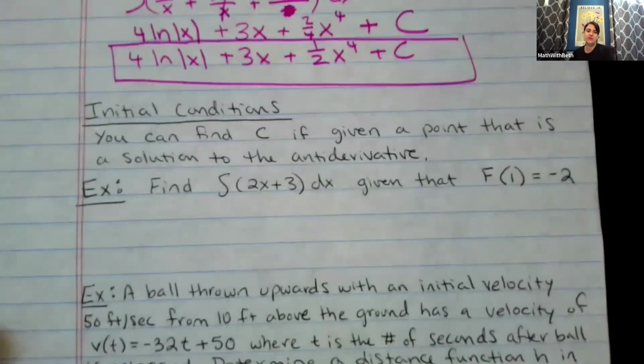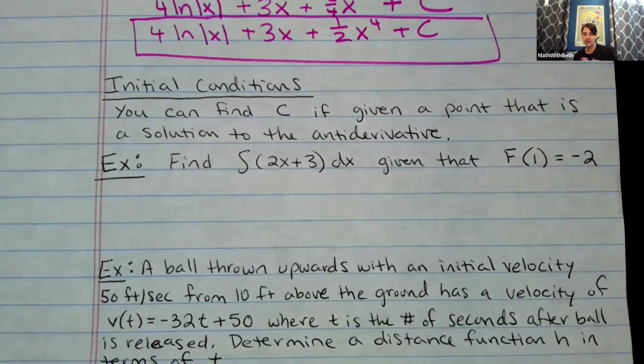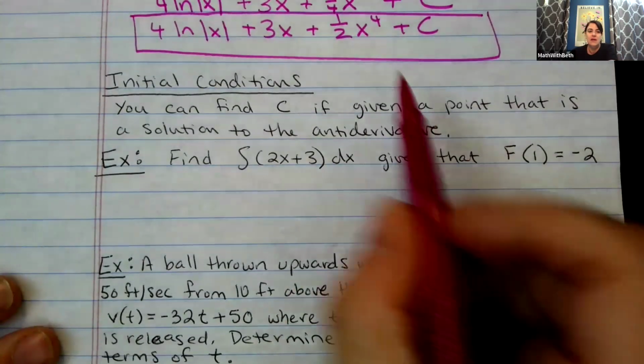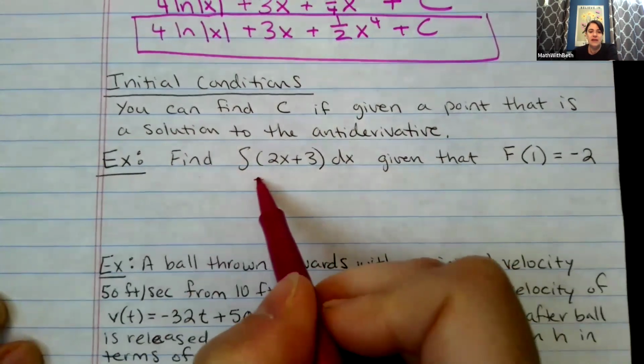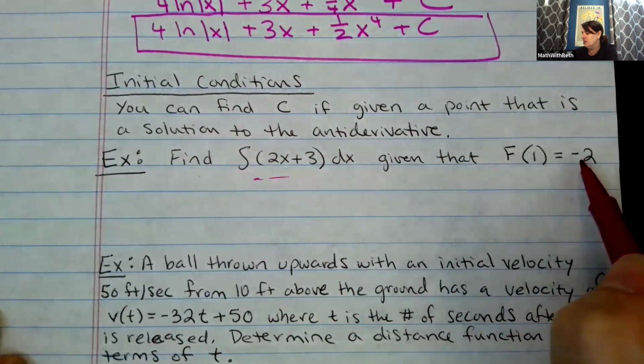So if they tell you some other information like a point or its initial conditions, like this problem starts out at a certain place, which is the same as giving you a point, because that would be 0, comma, whatever, then you should be able to find the c. So find the antiderivative of this given that F of 1 equals -2.